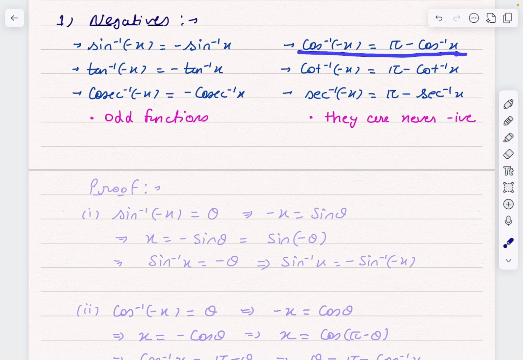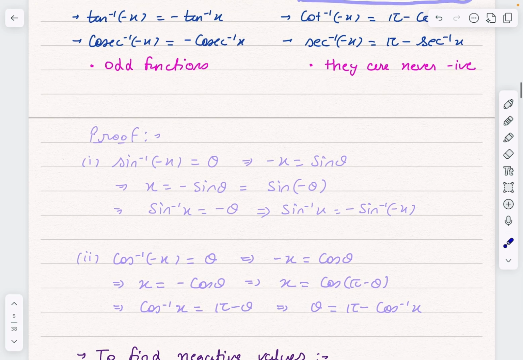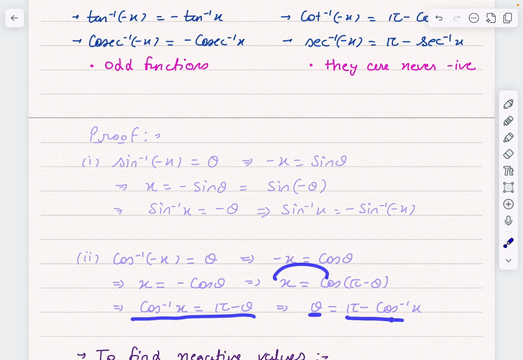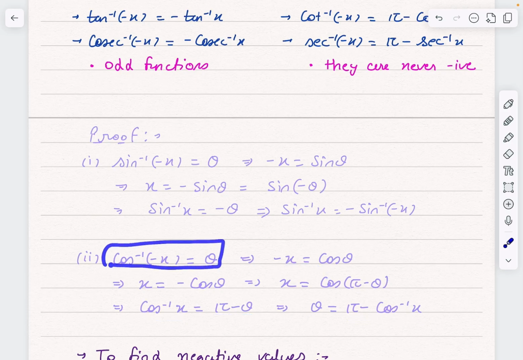Let us see one of these now. Cos inverse minus x. Cos inverse minus x is, let us say, theta. So minus x will be cos theta. And x will be minus cos theta. And minus cos theta is same as cos of pi minus theta also, no? Because cos of 180 minus theta is minus cos theta. So you get cos inverse x will be pi minus theta. So theta will be pi minus cos inverse x. And what was theta? Theta was cos inverse of minus x.